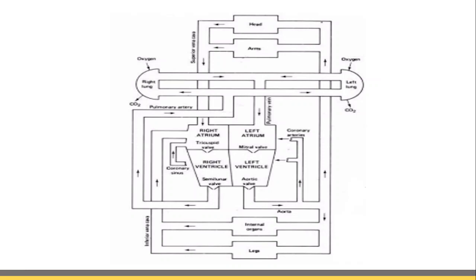This is the left atrium, left ventricle, right atrium, and right ventricle. Here we have 4 valves: the tricuspid valve, mitral valve, semilunar valve, and aortic valve. The valves separate the chambers of the heart, the right atrium and ventricle, and the left atrium and left ventricle.